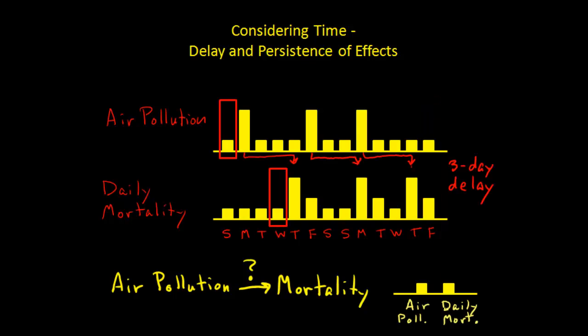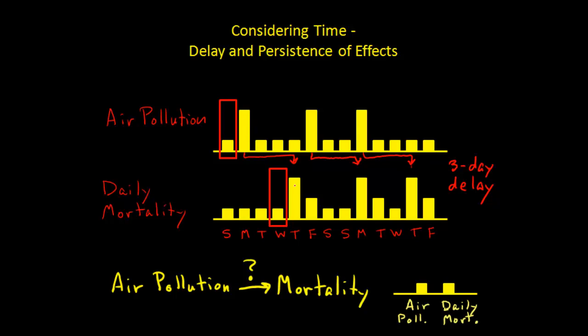But what we should notice here is that actually what's happening is that when the air pollution level goes up on one day, the effect on the daily mortality doesn't happen for another 3 days. There's this 3-day delay between exposure and effect here. So that's the delay between the exposure and the effect.